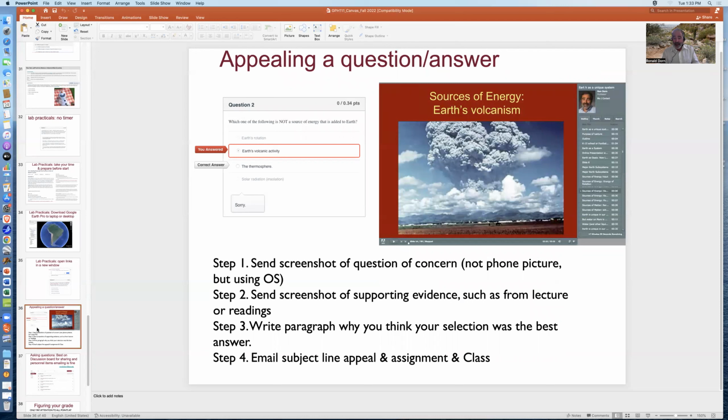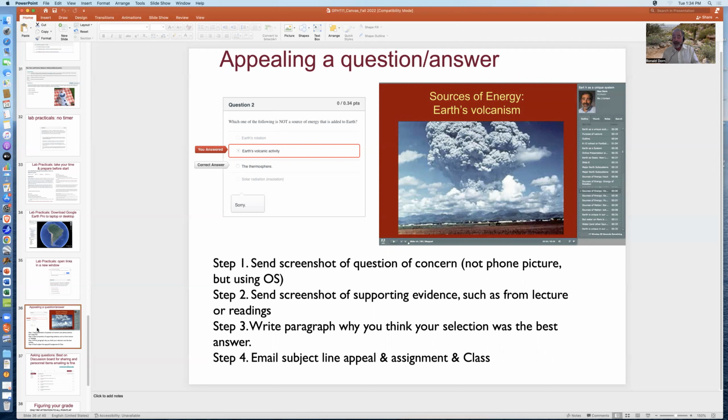Appealing questions. Multiple choice questions can be read and interpreted differently. The advantage of multiple choice questions is that I can allow a lot of students into this class. The disadvantage is what happens if you interpret it differently and you think that your answer was the best answer. Please don't email me and say, oh, I think I'm right.